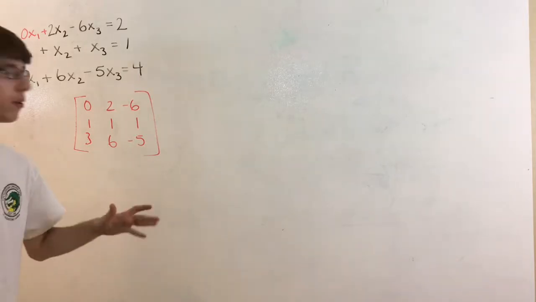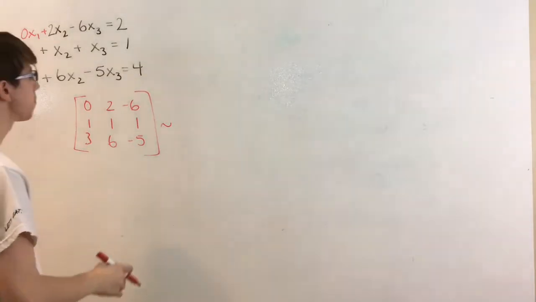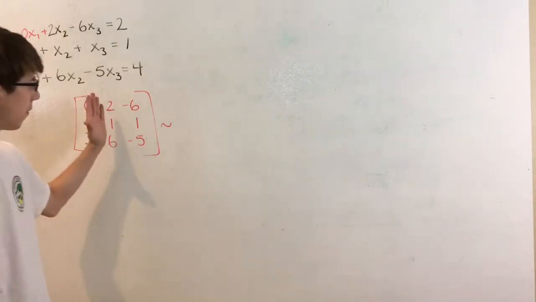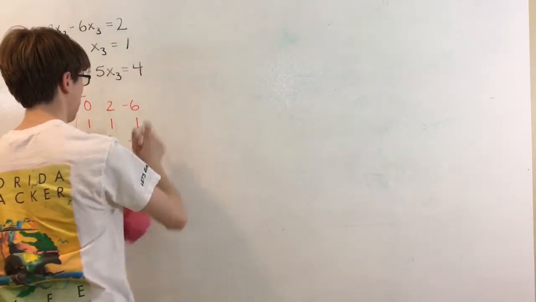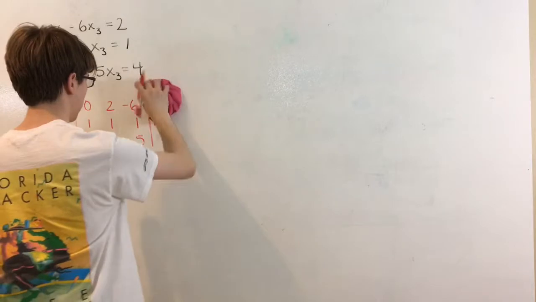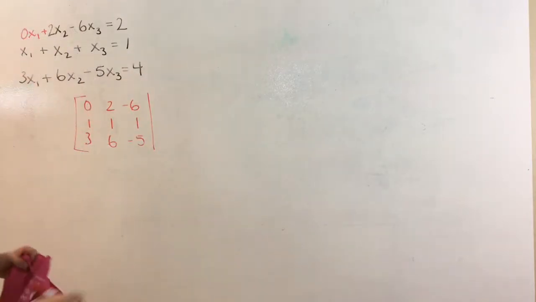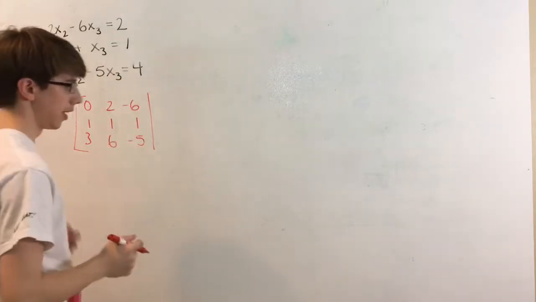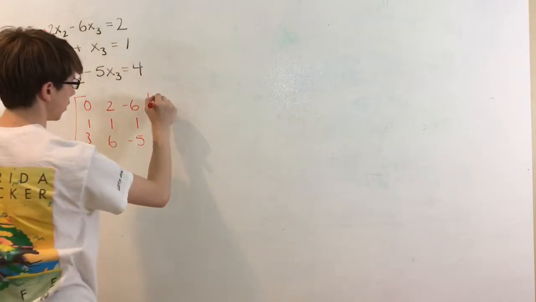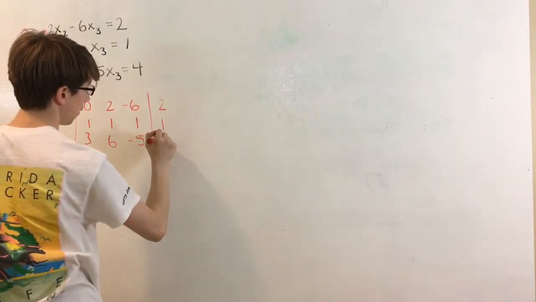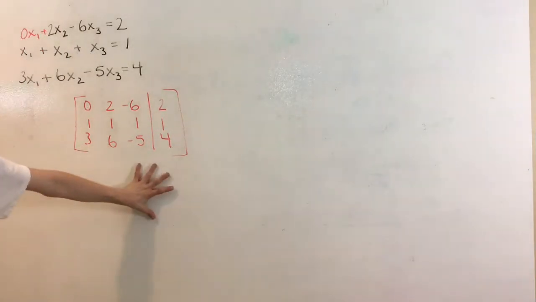So what we actually need to do is convert this into what's called an augmented matrix. Our augmented matrix will have an extra column, and we'll separate it with a line like this. An extra column that includes the answer to each equation. So this will be 2, 1, and 4. So this is the augmented matrix.